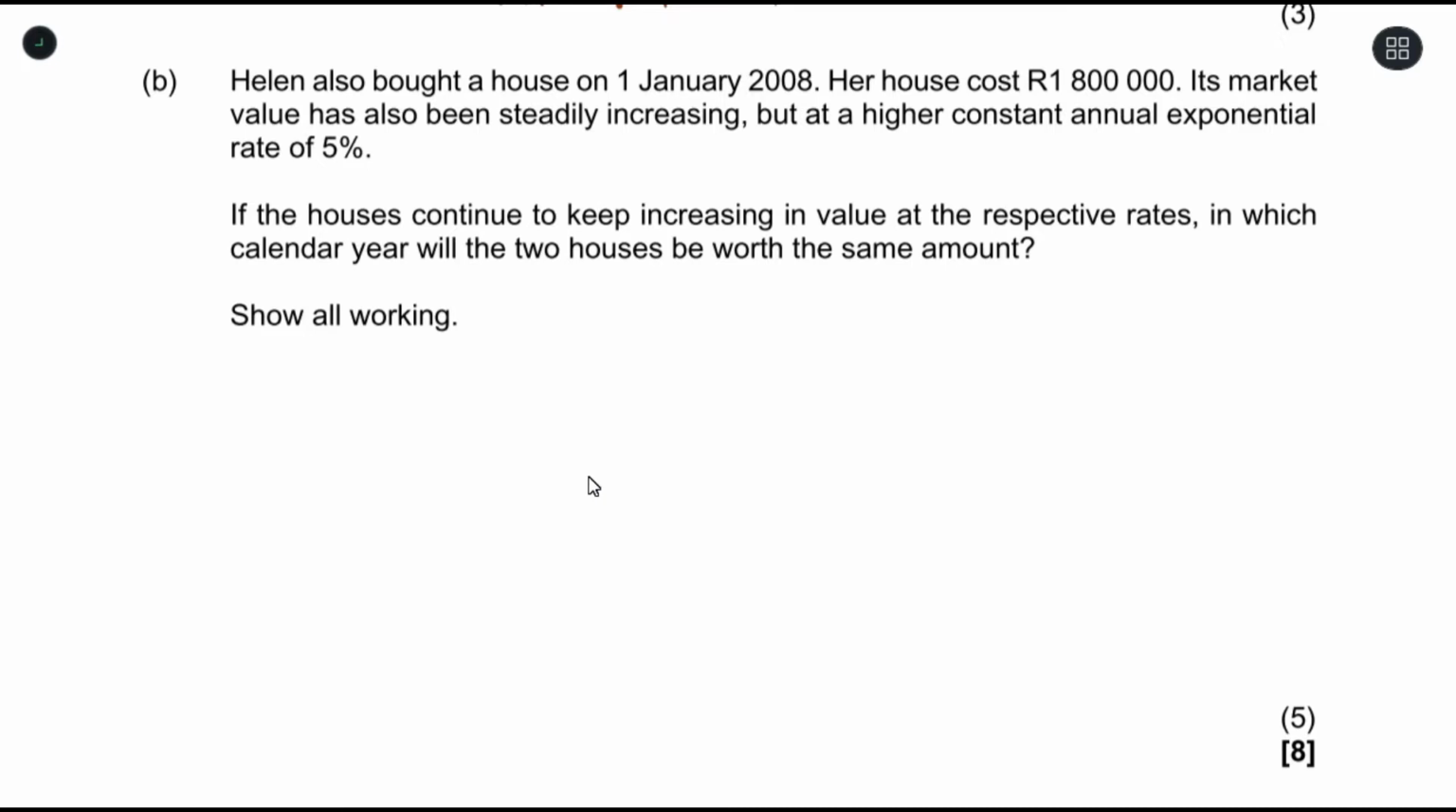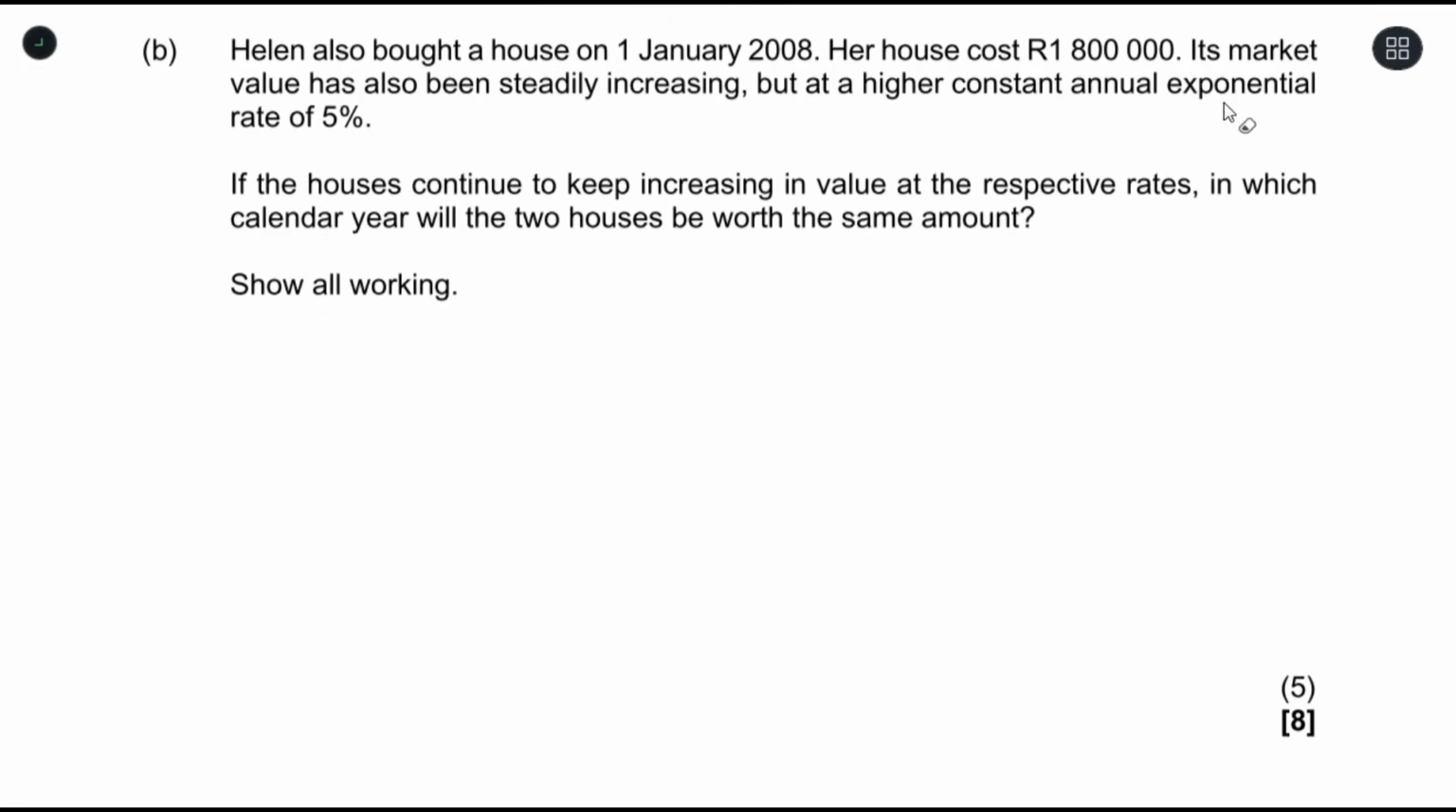So the next question, question B. Helen also bought a house on the 1st of January 2008. This house cost 1.8 million. Its market value was seen to steadily increase, but at a higher constant annual exponential rate of 5%. If the house continues to keep increasing in value at the respective rates, in which calendar year will the two houses, the one for Helen and the one for John, be the same amount?